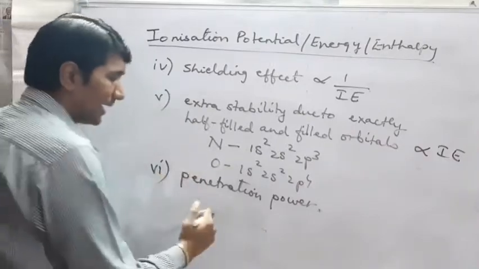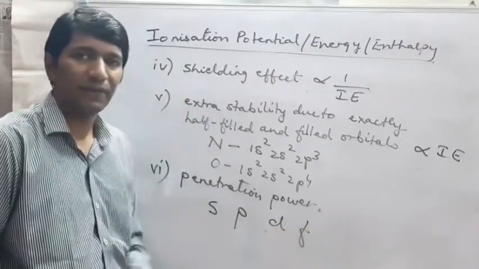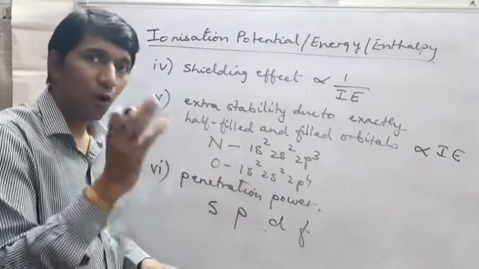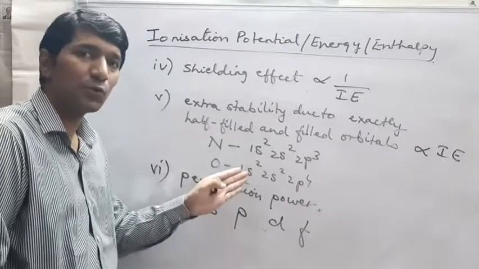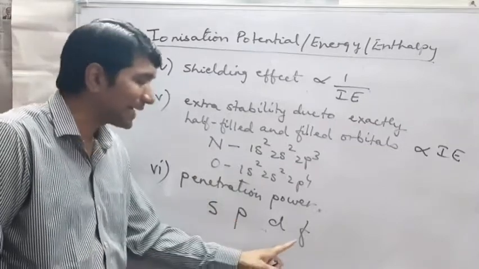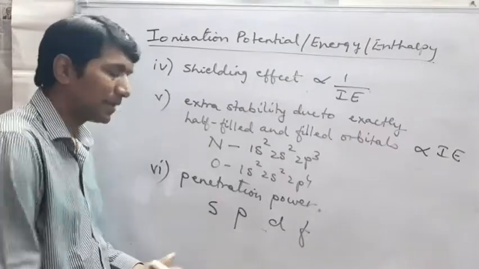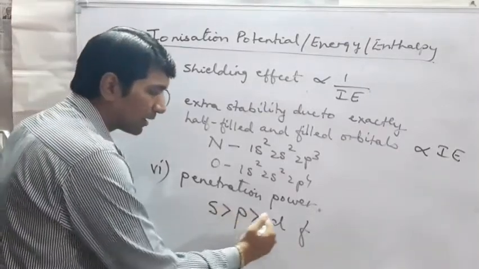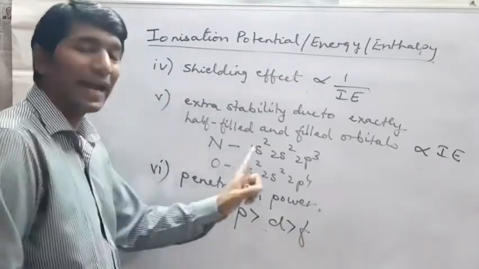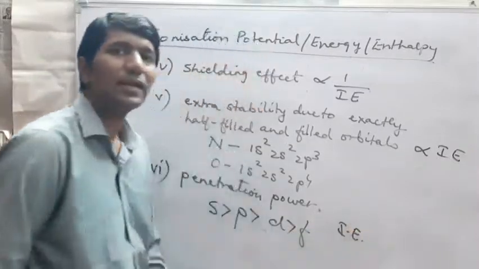From the nucleus, the order of the orbital is always s, p, d and f. So we have an s, a p, a d and an f for every shell. The s orbital is always towards the nucleus, while the f orbital is always far from the nucleus. Because of that, it is easier to remove an electron from the f orbital as compared to the s orbital. That is why the IE order is this, which means it is difficult to remove an electron from the s orbital and easier to remove it from the f orbital. So this is the order for ionization energy.